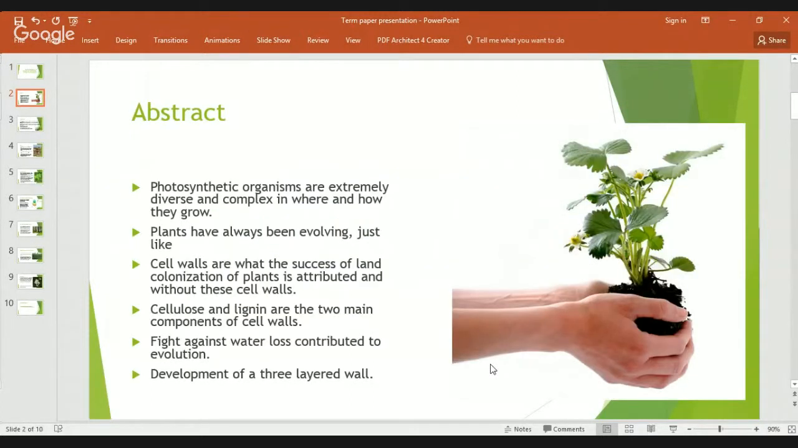All right, so my abstract just talked about the overview of my paper. Plants on this earth now are pretty complex and diverse in how they grow and where they grow. Plants have always been evolving, just like animals. And cell walls are why land plants, or basically plants that don't live in water, are so successful.